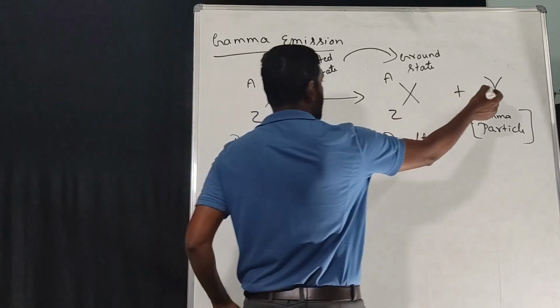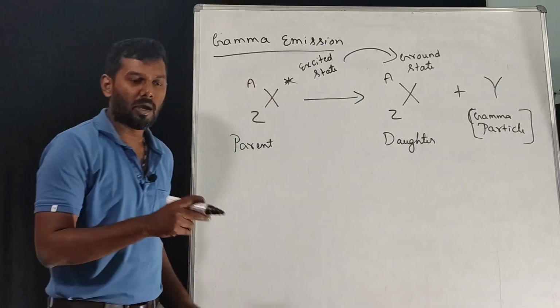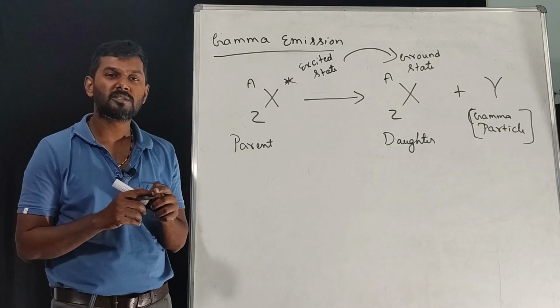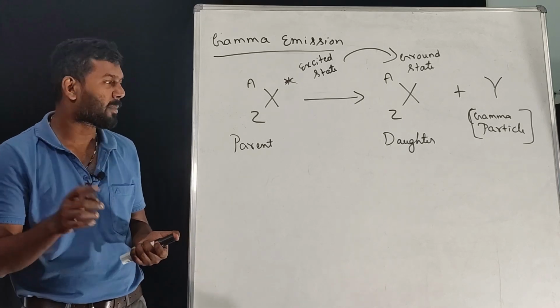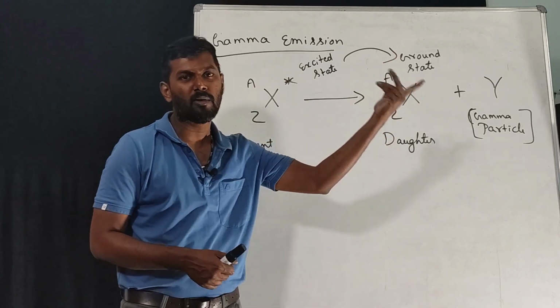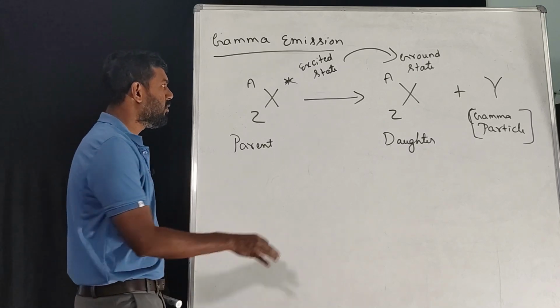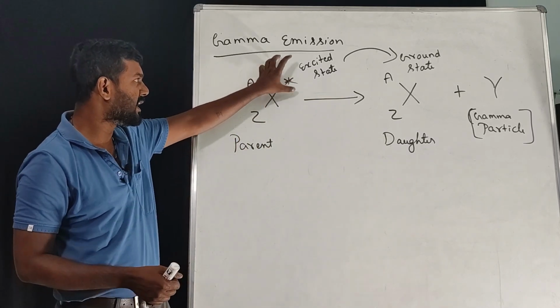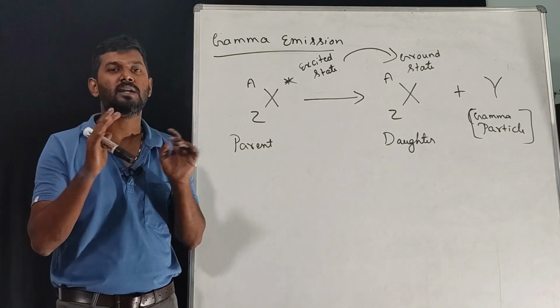So this is very much important, the gamma particle. In alpha emission, helium will be the alpha particle. In beta emission, the electron will be the beta particle. In gamma radiation, gamma will be the gamma particle. Now what is the only change in gamma radiation? The excited state is converted into the ground state. That's it.